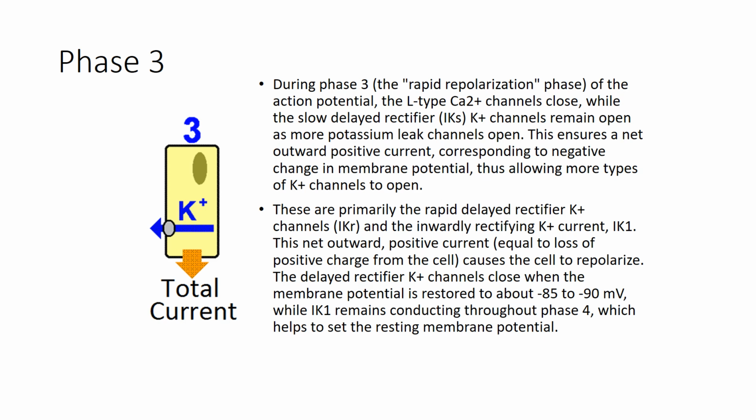This net outward, positive current, equal to loss of positive charge from the cell, causes the cell to repolarize. The delayed rectifier potassium channels close when the membrane potential is restored to about -85 to -90 mV, while IK1 remains conducting throughout phase 4, which helps to set the resting membrane potential.